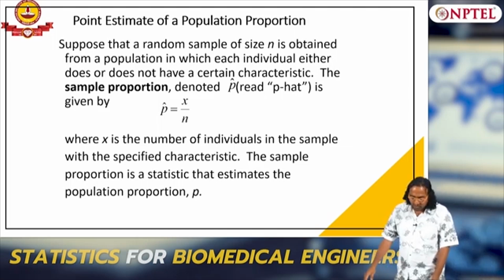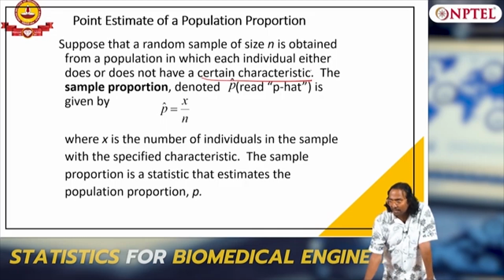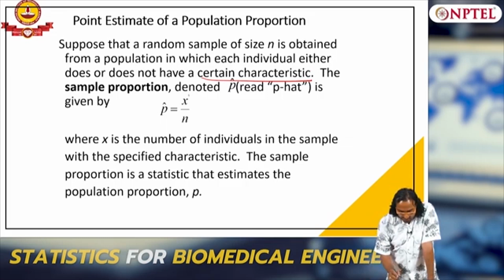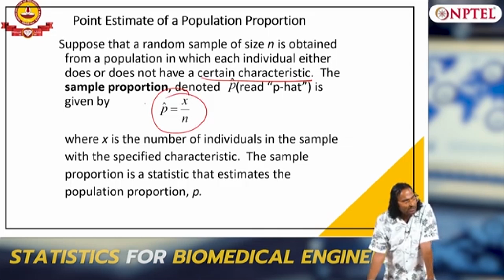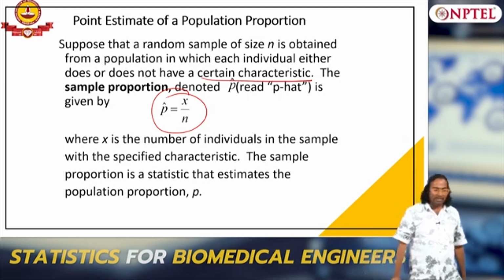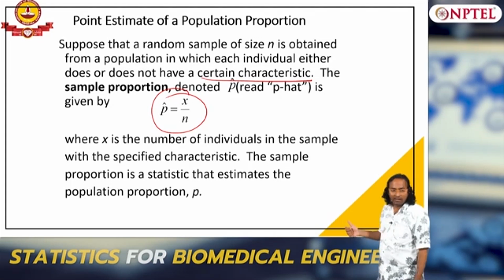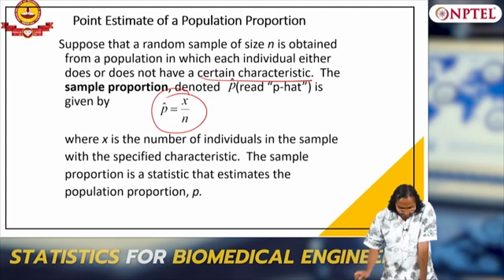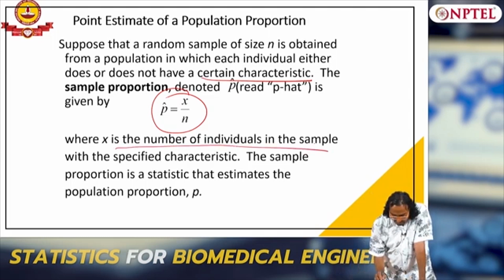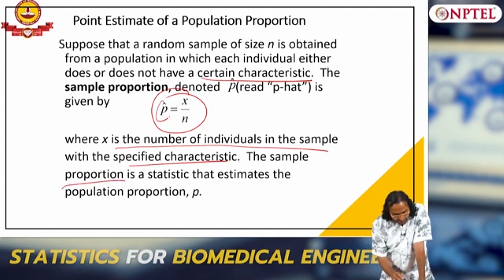So suppose that a random sample of size n is obtained from a population in which each individual either does or does not have a certain characteristic, like an anomaly or not an anomaly, like diabetic or not diabetic. What is the proportion now? Proportion is x by n, right? We are talking about the proportion of the people having an issue or not having an issue. This is discrete, right? The sample proportion is x by n, where x is the number of individuals in the sample with the specified characteristic.